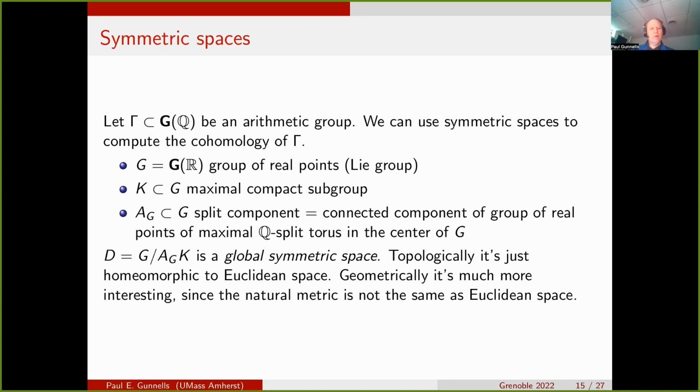I'll give you an example in a moment, but when we take the quotient of G divided by AGK, we get what's called a global symmetric space. Topologically, it's not very interesting. It's just homeomorphic to Euclidean space. But it is much more interesting from a differential geometric point of view, because it has a natural metric on it. There's an action of G on that space just by multiplication on the left, and you can write down an invariant metric on there. That makes it a lot more exciting than just Euclidean space.